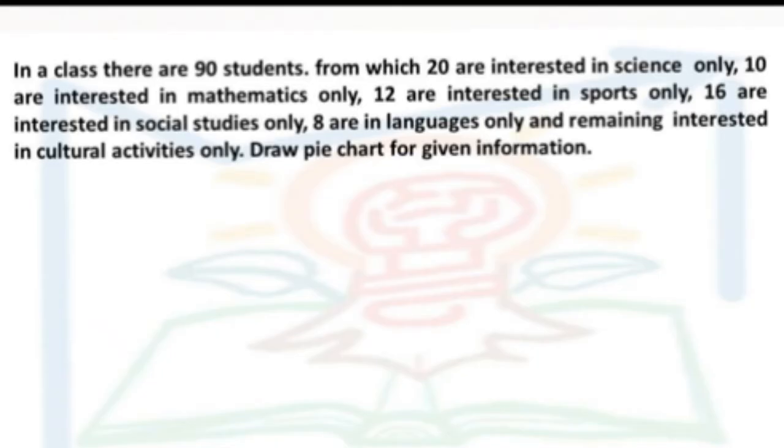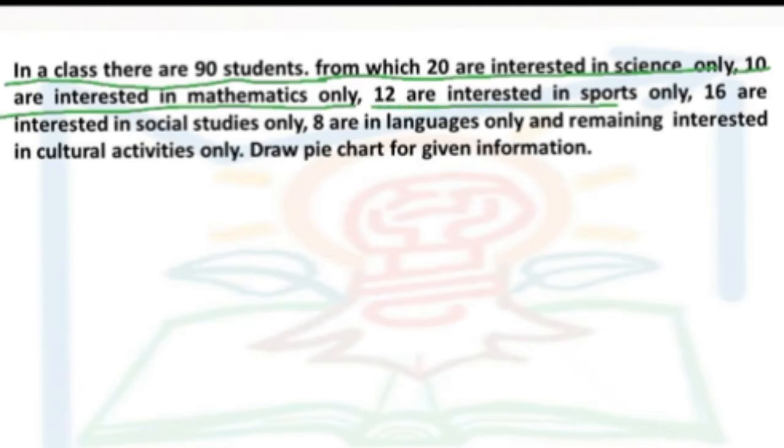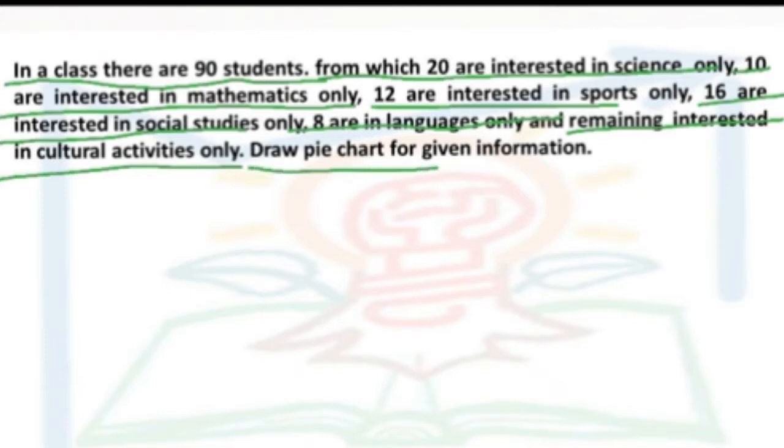Here it is given that in a classroom there were 90 students, from which 20 are interested in science only, 10 are interested in mathematics only, 12 are interested in sports only, 16 are interested in social studies only, 8 are interested in languages only, and the remaining are interested in cultural activities only. Draw the pie chart for the given information. It was the question given here, and we need to draw the pie chart for this one.